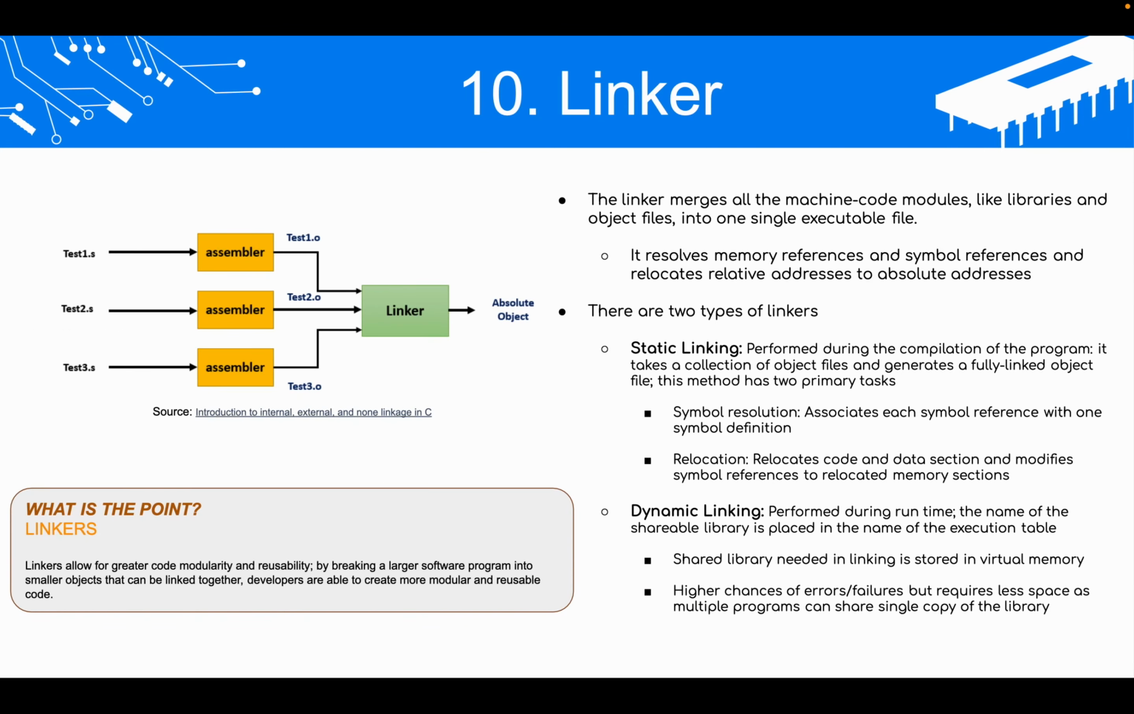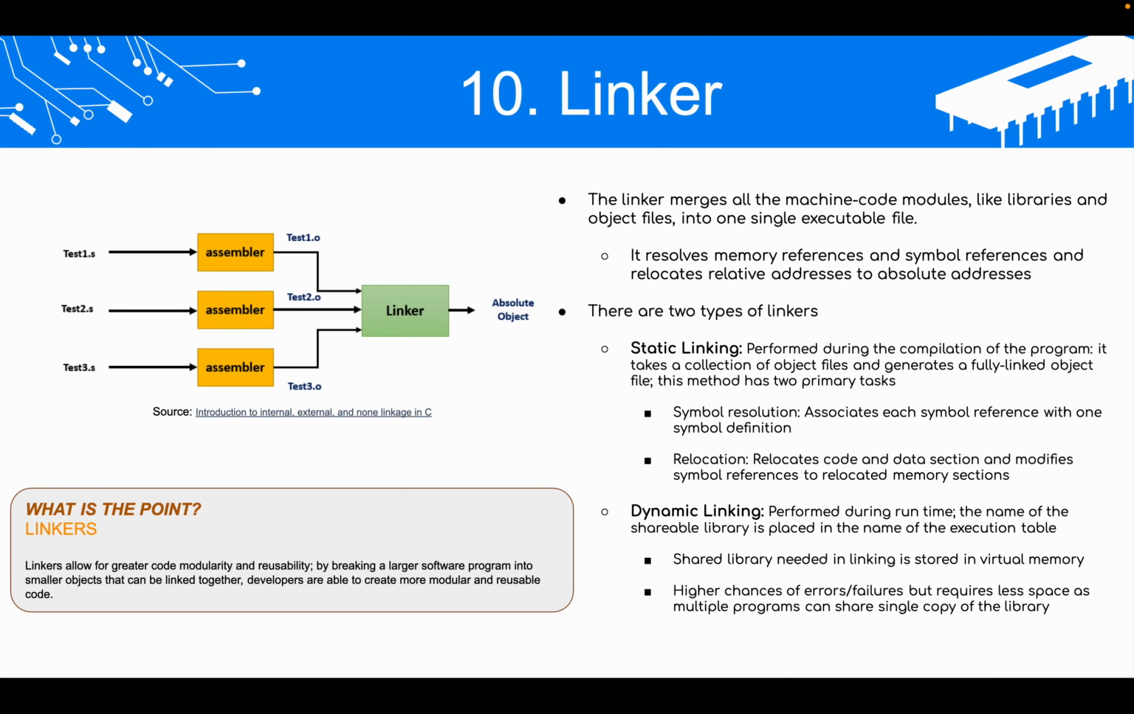Next is the linker, and the linker merges all machine code modules like libraries and object files into one single executable file. It resolves memory references and symbol references and relocates relative addresses to absolute addresses. And there are two types of linkers. A static linker, which is performed during the compilation of the program. It takes a collection of object files and generates a fully linked object file. And this method has two primary tasks: symbol resolution and relocation.